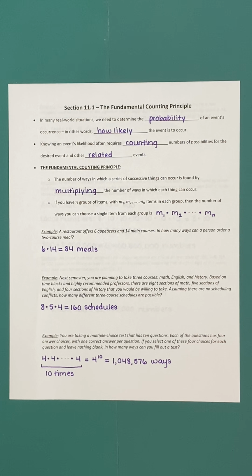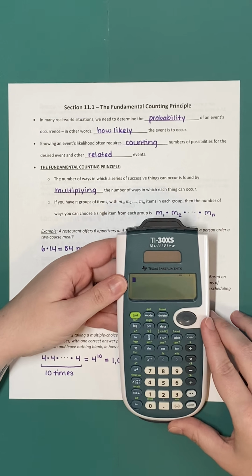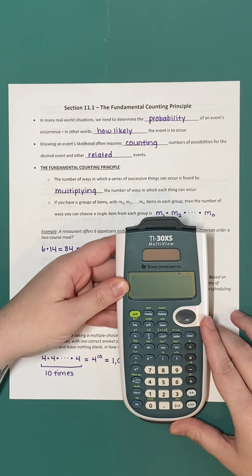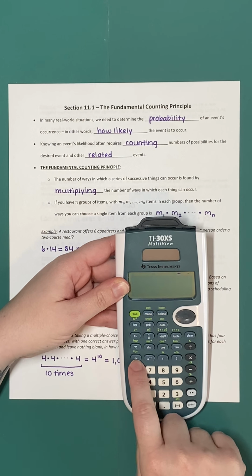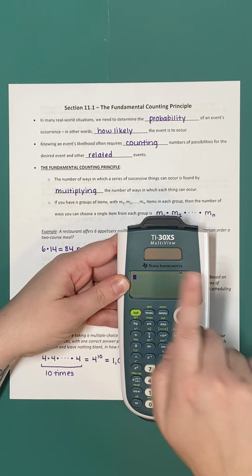Now, another way of saying 4 times 4 times 4, so on and so forth, 10 times, is actually with an exponent. Why is that helpful? Well, rather than having to type 10 4s into your calculator, you can type 4 to the 10th power, and it's going to accomplish the same thing in a lot less time. So how would you type 4 to the 10th power into your calculator? Well, remember the up arrow. It may be on this location if you have this calculator.